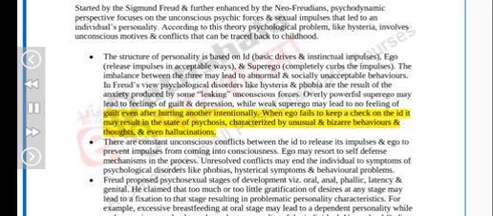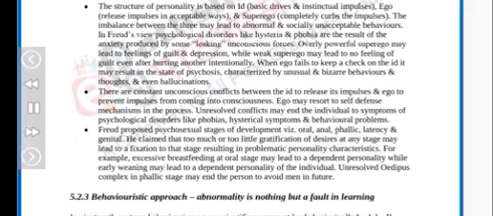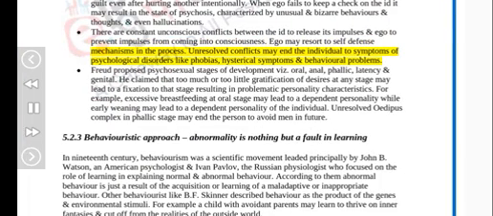When the ego fails to keep a check on the id, it may result in the state of psychosis, characterized by unusual and bizarre behaviors and thoughts, and even hallucinations. There are constant unconscious conflicts between the id to release its impulses and the ego to prevent impulses from coming into consciousness. The ego may resort to self-defense mechanisms in the process. Unresolved conflicts may expose the individual to symptoms of psychological disorders like phobias, hysterical symptoms, and behavioral problems.